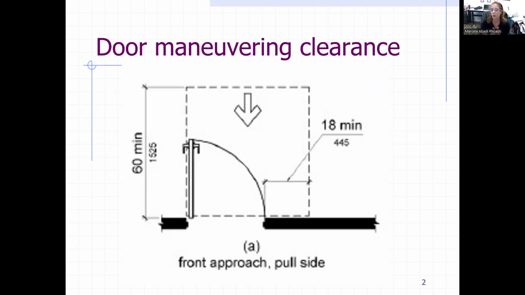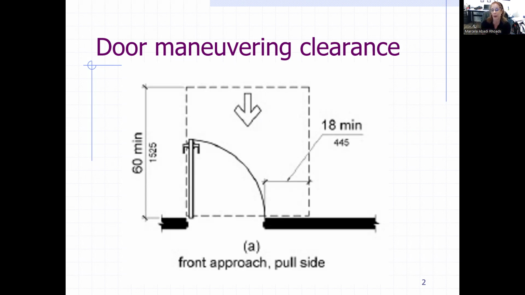Door maneuvering clearance is a very good example, which happens a lot, where you see the 18 inches and most people just say 18 inches, but they forget that it's a minimum. It should really be more than 18. 18 is the lowest limit to the maneuvering clearance of a door. Same thing with the 60 inches. 60 inches is just the minimum limit. It could be bigger. It should be bigger.